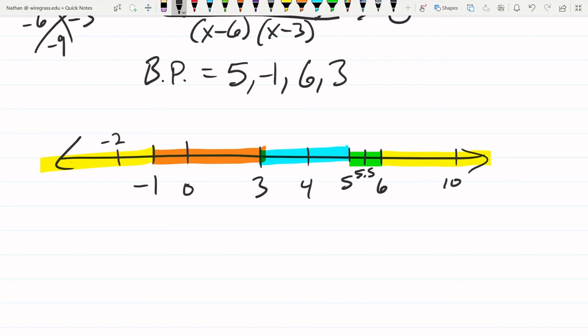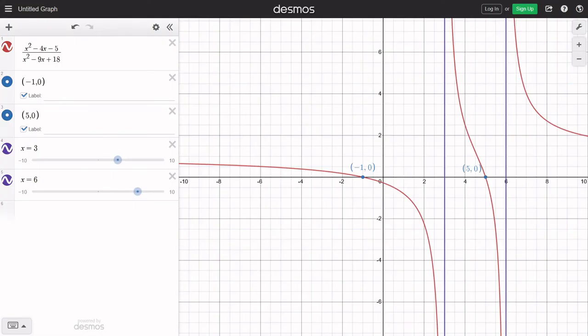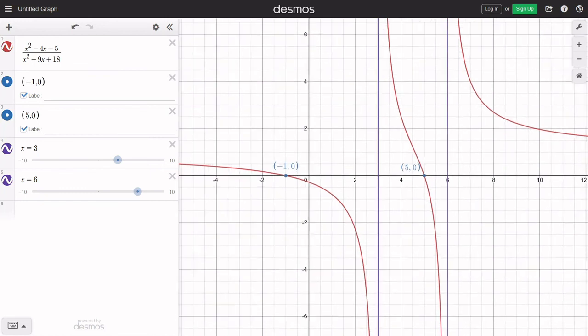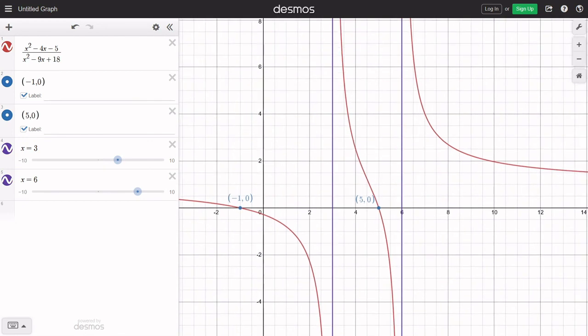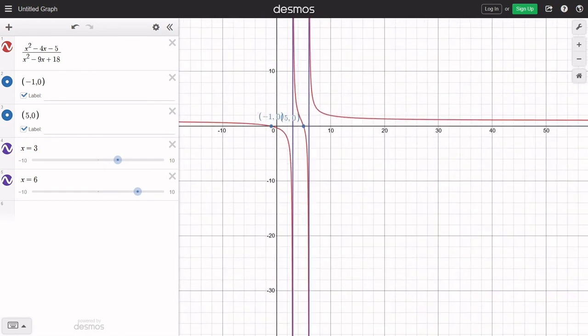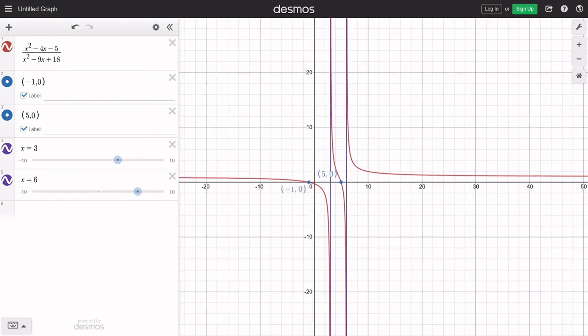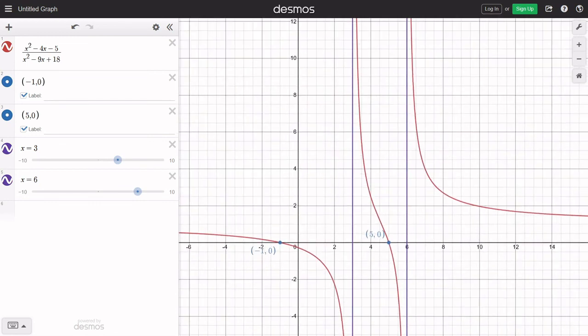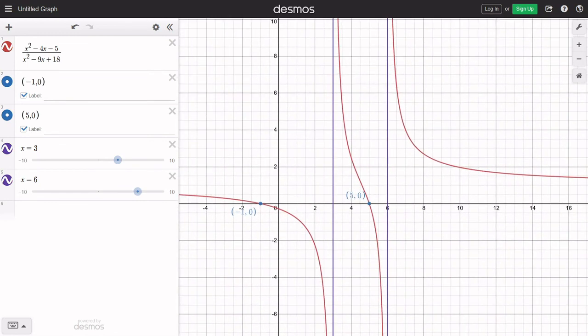Let's graph this one and see what the different portions are. All right, here's our function. I've plotted the zeros, -1 and 5, and the asymptotes, 3 and 6. And this is what our function looks like. It kind of does this. This is pretty much a typical rational function in my mind. It normally looks something like this.